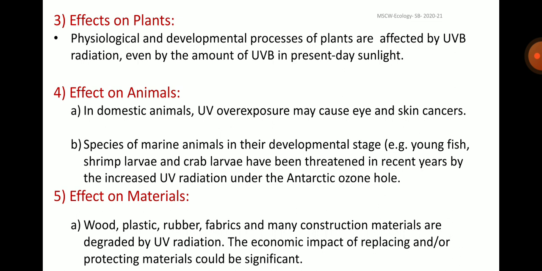Then you can even mention the effect on animals. So, in domestic animals, UV overexposure may cause eye and skin cancers. The species of marine animals in their developmental stages, like the young fish, shrimp larvae and crab larvae, have been threatened in recent years by the increased UV radiation under the Antarctic ozone hole.